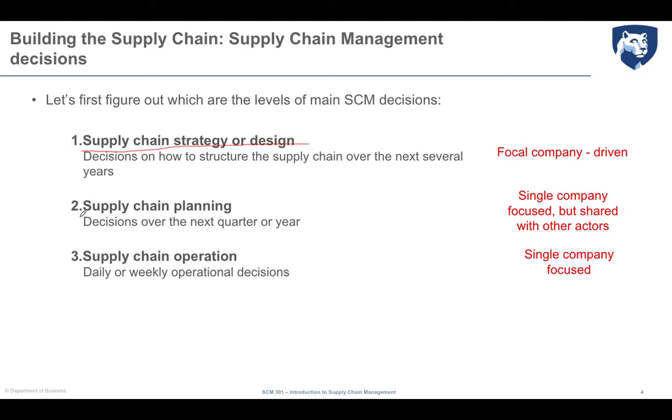Then, at the second level, we have supply chain planning decisions, which are decisions that relate to single company processes, like how to design and how to implement a particular process within a company, but as this company is in a supply chain, it needs to be aligned and shared with other actors. So the difference is that supply chain strategy or design are decisions that affect the structure and multiple actors in the supply chain, even if they are focal company-driven, while supply chain planning are decisions that affect just a company, but need to be shared with other actors because they are all part of the same supply chain.